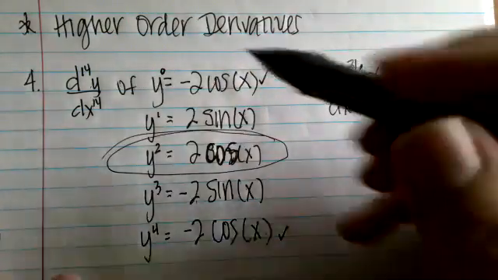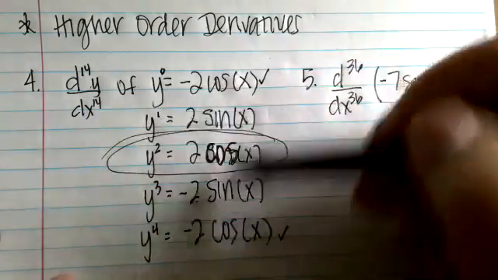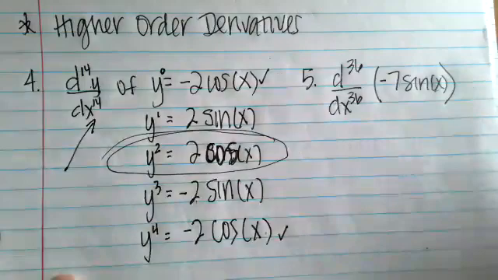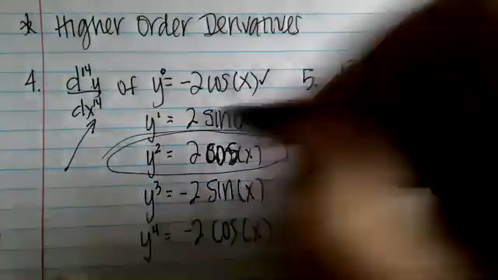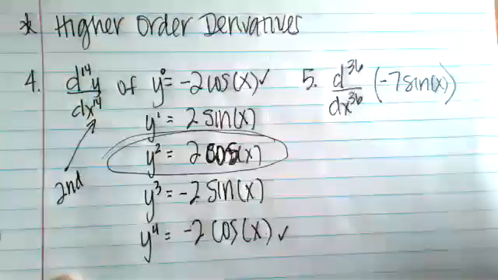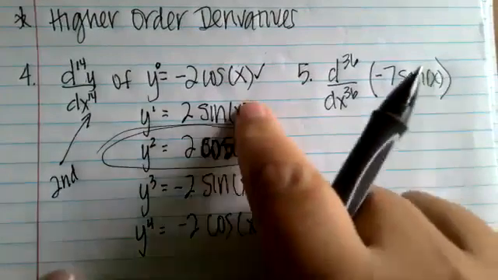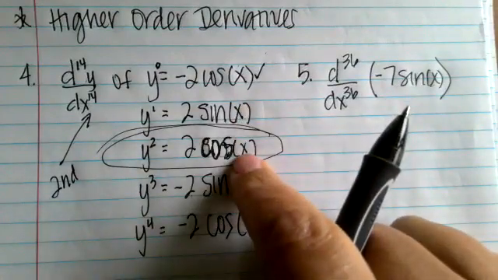And what you kind of start to see is that every 4, you're going to loop back around. And so if you look at the number 14, I can take 12 of those out because 12 is a multiple of 4. So the 14th derivative is going to be the exact same thing as the 2nd derivative. So really, if I had just found the 2nd derivative, I could stop.